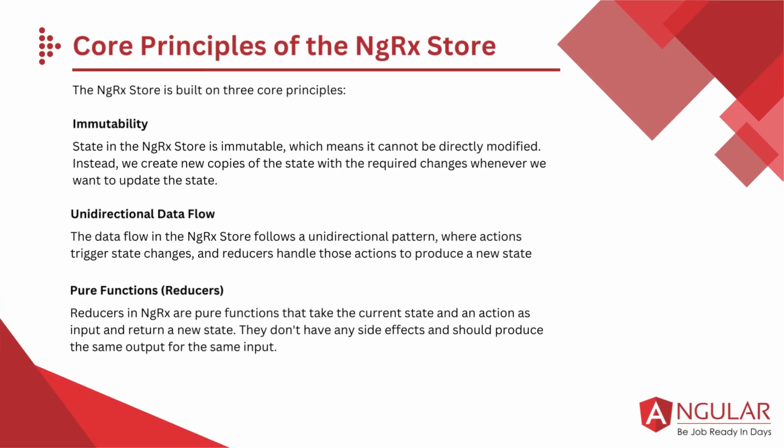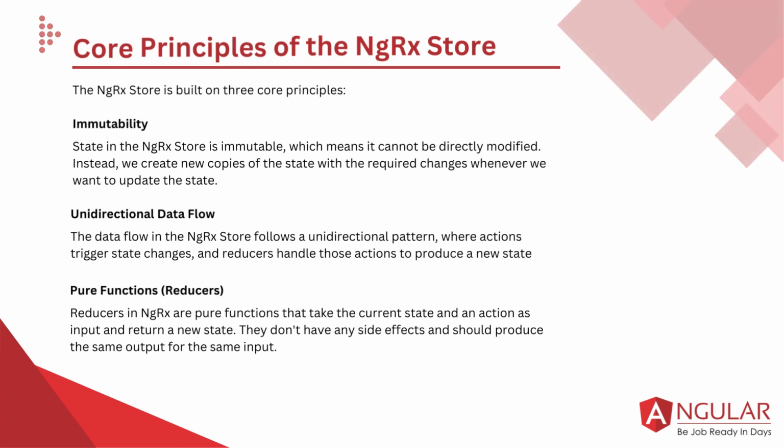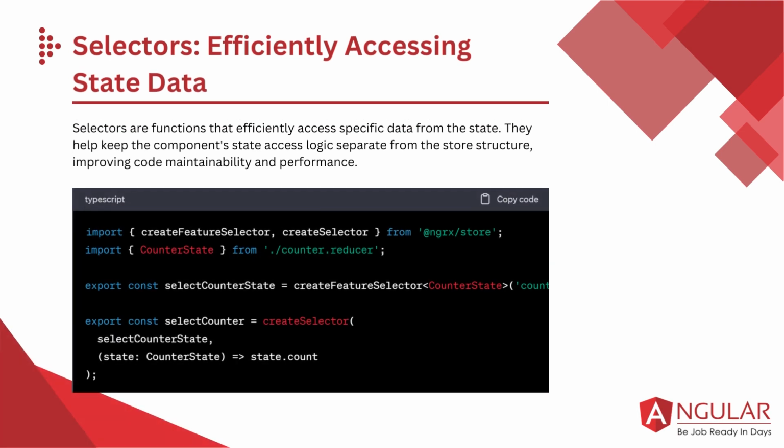Core principles of the NgRx Store. The NgRx Store is built on three core principles: immutability, unidirectional data flow, and pure functions reducers. Immutability. State in the NgRx Store is immutable, which means it cannot be directly modified. Instead, we create new copies of the state with the required changes whenever we want to update the state.